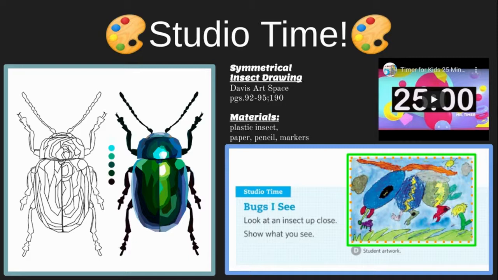Now, what I'm going to do is I'm going to start the timer, and I'm going to walk around, and I'm going to help everyone get started. We're going to fold our paper in half, and that will be a good guiding line to get us with that central axis so that we can have the same on the left, on the right, or maybe you're going to do on the top and the bottom.